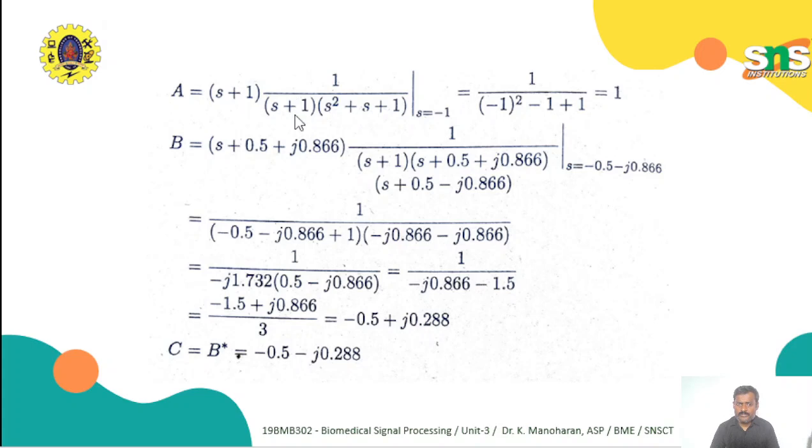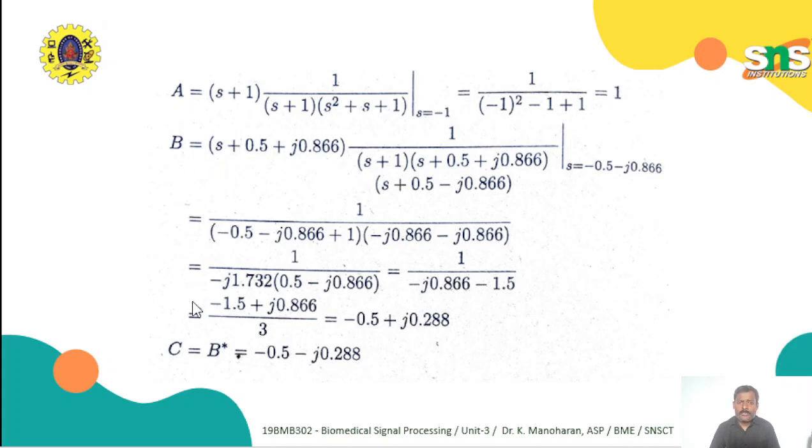So s plus 1 will be cancelled, and remaining only we have 1 divided by s square plus s plus 1, where s should be replaced by minus 1. So minus 1 square plus minus 1 plus 1. Minus 1 plus 1 will be cancelled, we get minus 1 square, that is 1. So 1 divided by 1 equal to 1. So A equal to 1, we are getting the final answer.